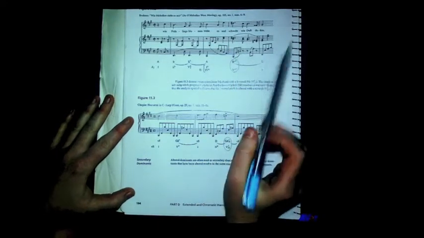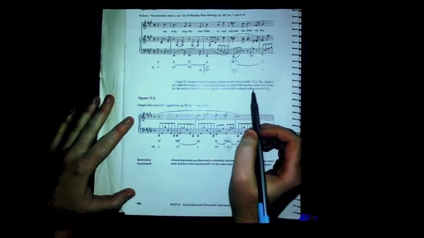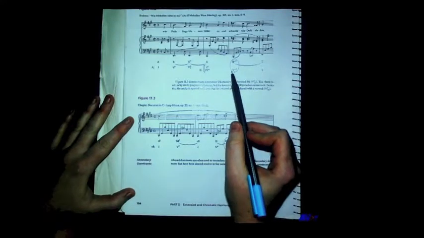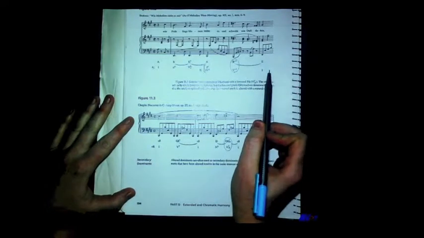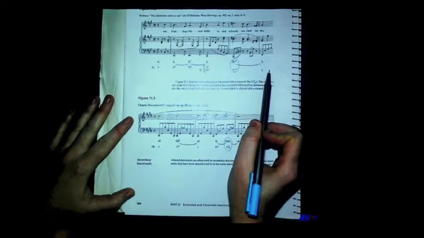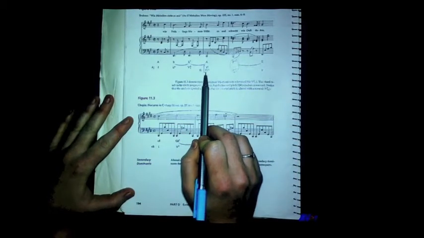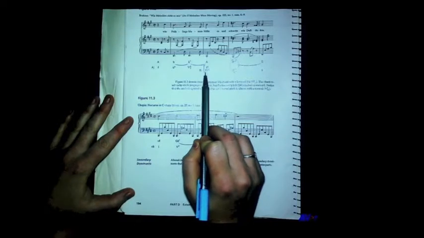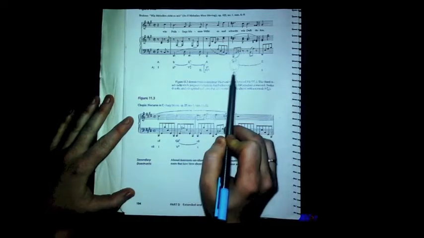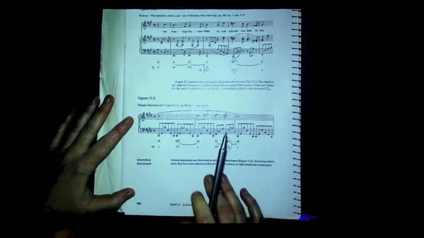And it usually follows the circle progression. So you can see our 5 resolves to 1. All right? So we've got 5, 4, 2. We switch to E major. We modulate here to 4, then 5, and then finally 1. All right?